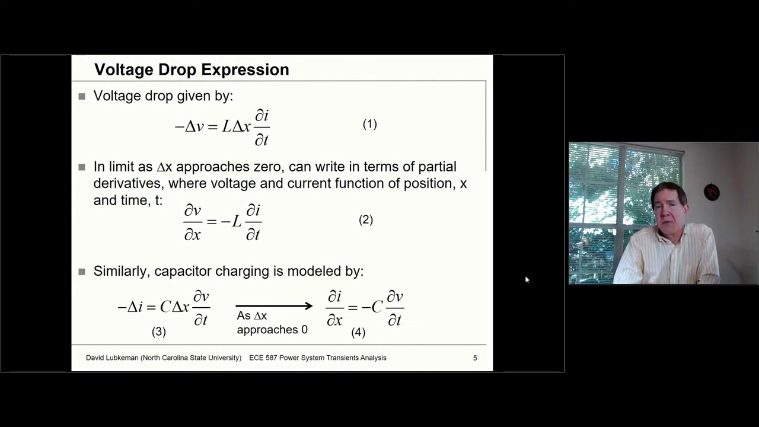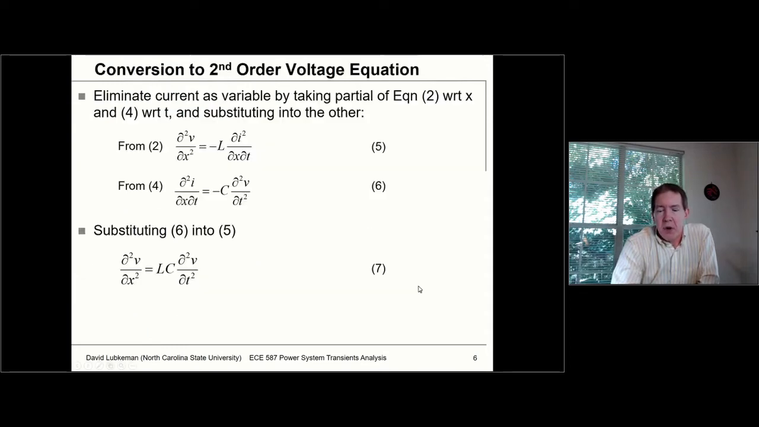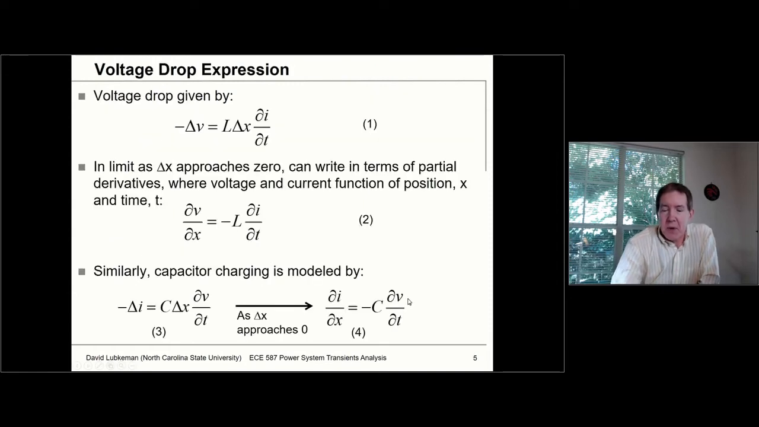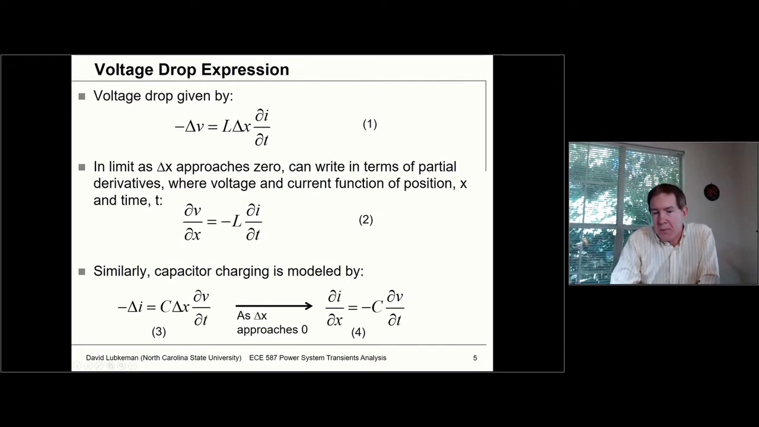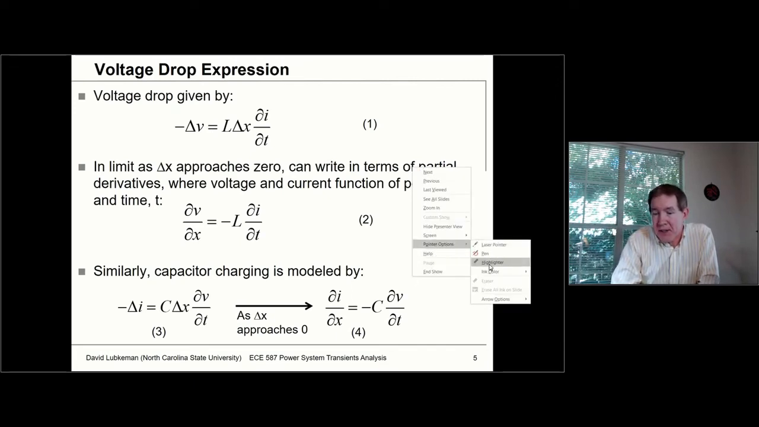We can write a similar equation for the current, where if we look at it as delta x becomes very, very small, we're going to have this particular equation.